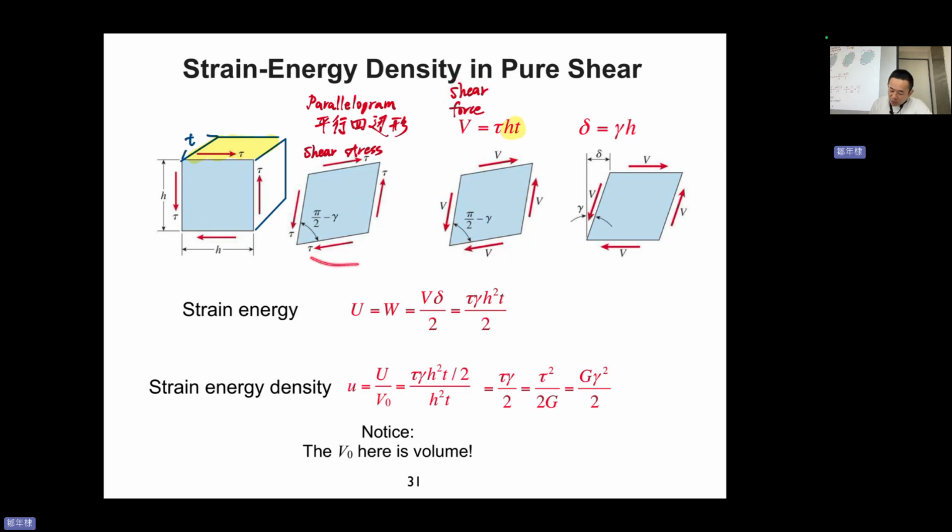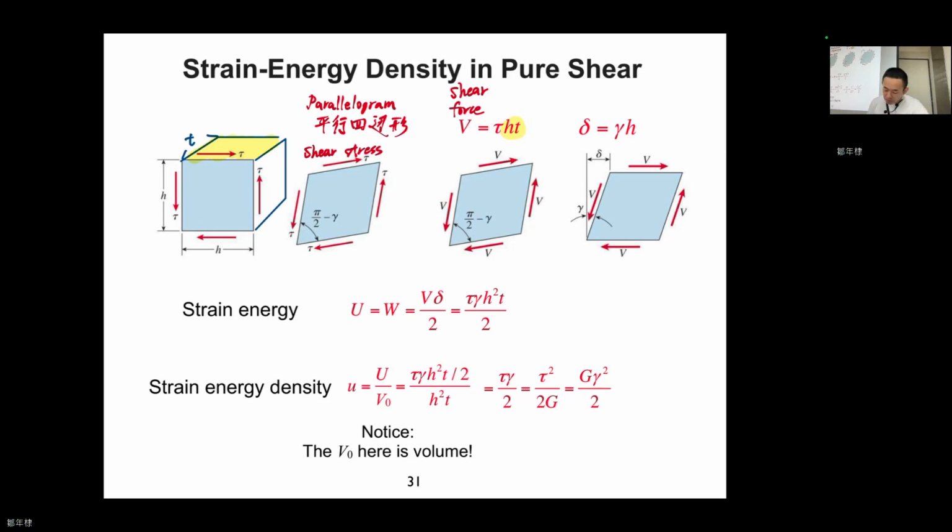You see these two figures are really similar, but the left-hand side is tau, the right-hand side is V. They are shear stress and shear force. The only difference is this times area.